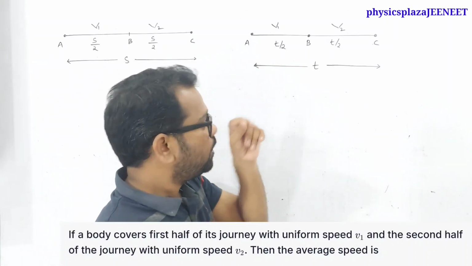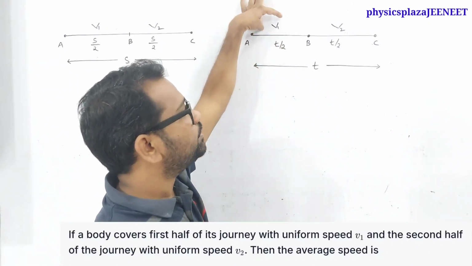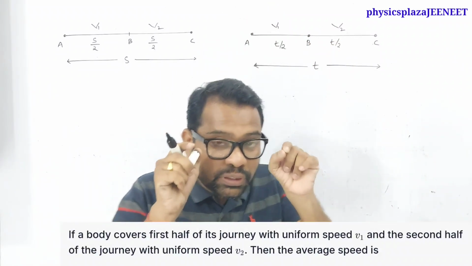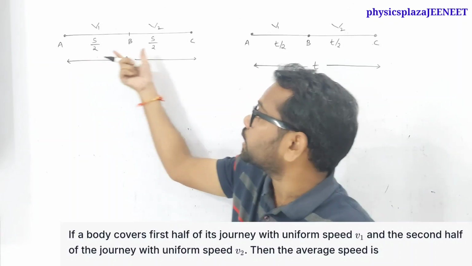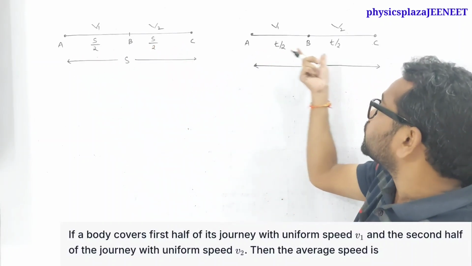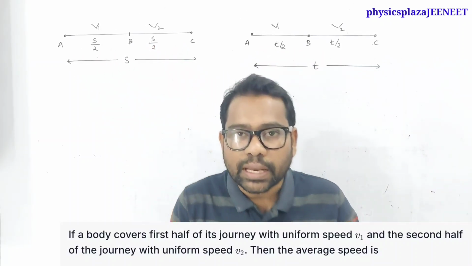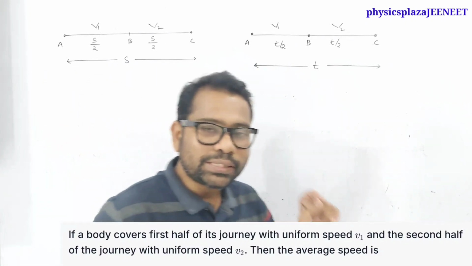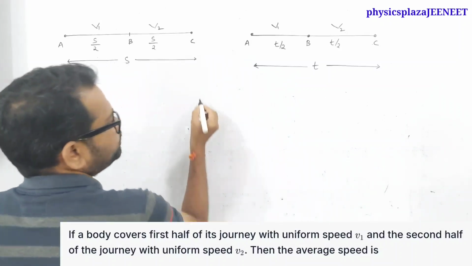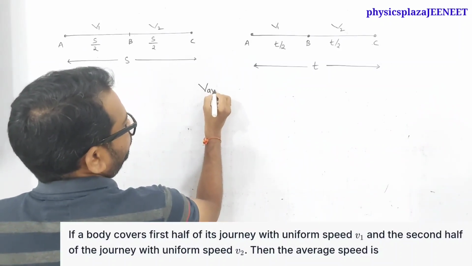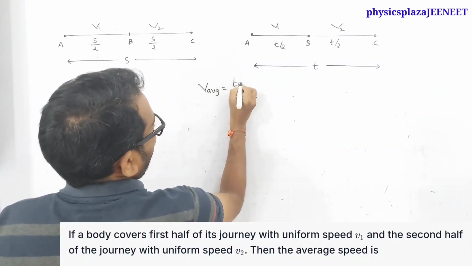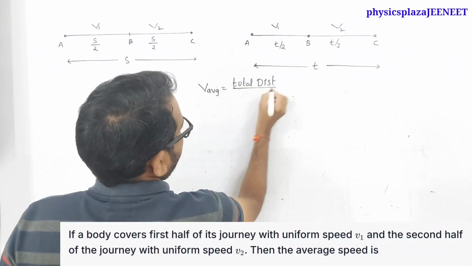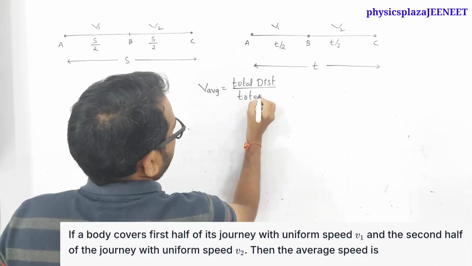Whereas in the second case, first half time with speed V1, second half time with speed V2. Children, observe the difference here: first half distance, second half distance; here first half time, second half time. In both cases, we need to calculate the average speed. Average speed means total distance traveled by total time taken. This is the common formula: V average is equal to total distance traveled by total time taken.